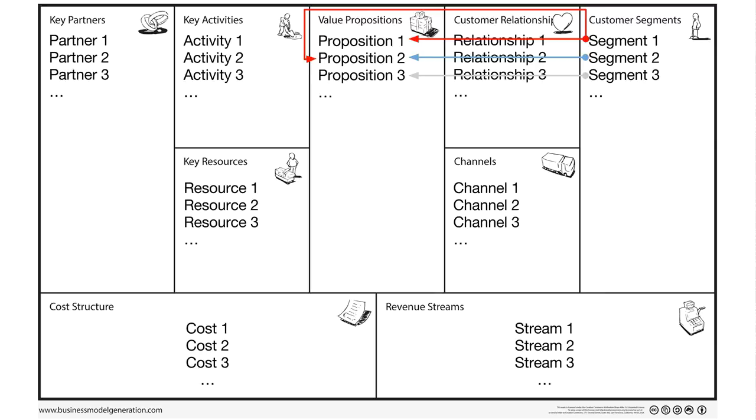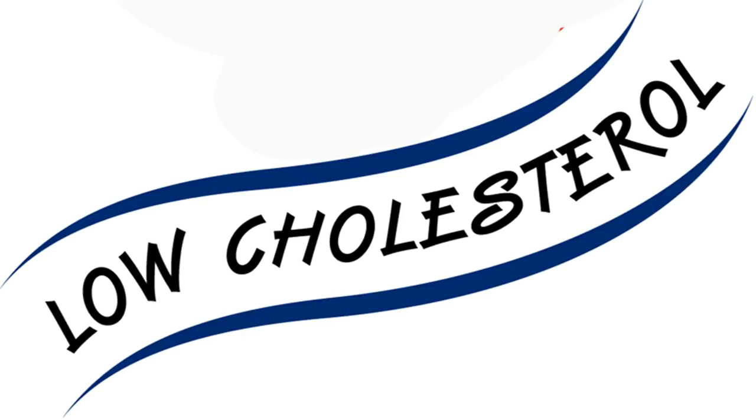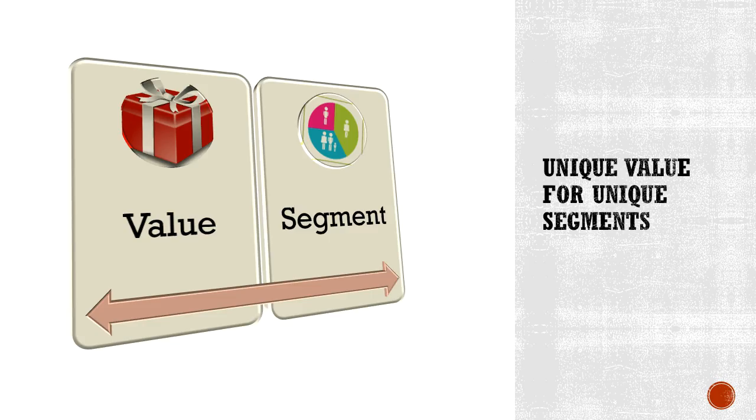For the ones below the age of 45, you may be selling things like high protein content. But for the ones above the age of 45, who you know are more critical about their health status, you may be selling low cholesterol eggs to them. Basically, you have the same product on the outward, but you're selling 2 different values to them. So that means that you should have a unique value for your unique segments. Don't make the mistake ever of assuming that you're selling the same thing to everybody.